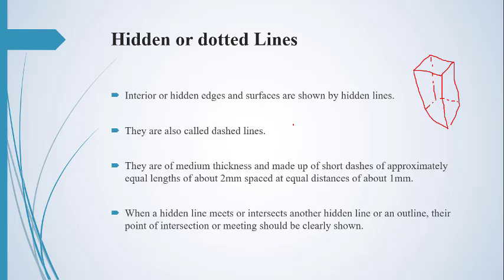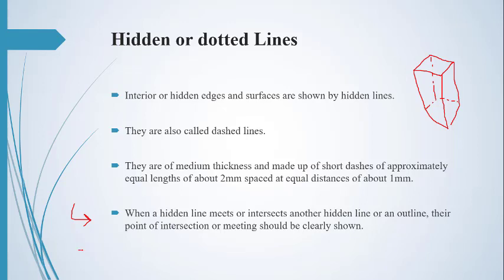These lines are also known as dashed lines. They are of medium thickness and made up of short dashes of approximately equal lengths of about 2 millimeters, spaced at an equal distance of 1 millimeter. When a hidden line meets or intersects another hidden line or an outline, their point of intersection or meeting should be clearly shown. This statement means that if you want to show the intersection of two hidden lines, it must be clear.